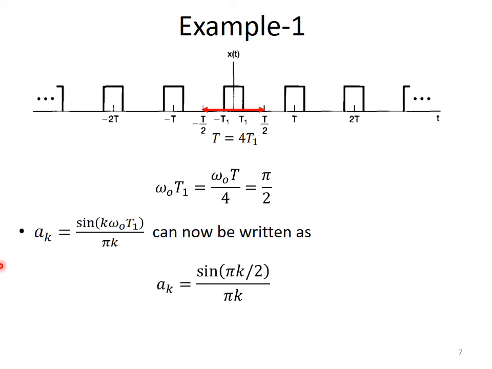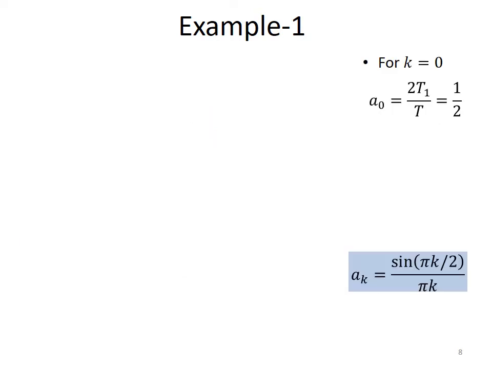Now we can rewrite the sinc function that we obtained in the last slide as ak equal to sine of pi by 2 multiplied by k, divided by pi k. Now let us find the value of the Fourier coefficients for different values of k. For k equal to 0, we know a naught is equal to 2 t1 upon t, and t1 is equal to t upon 4. So a naught is simply equal to 1 upon 2, which is 0.5.